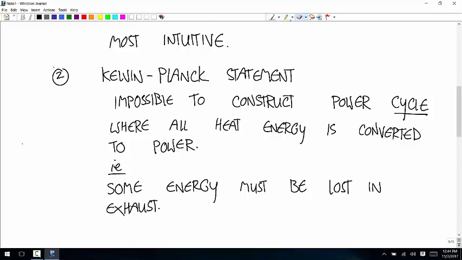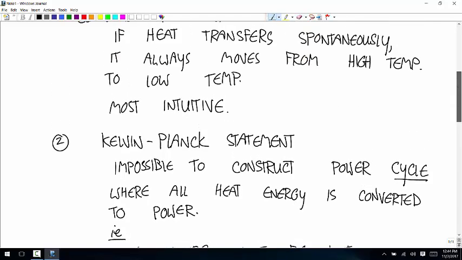Let me say, with both of these, even though these are paraphrased, the wording is important on both of these. For the Clausius statement, it says if you have spontaneous heat transfer, that's not saying that you can't transfer heat from a cold area to a hot area. You can do that. That's what refrigeration is. It just doesn't happen spontaneously. You have to supply work, and there's all this stuff that has to go on to make it work.